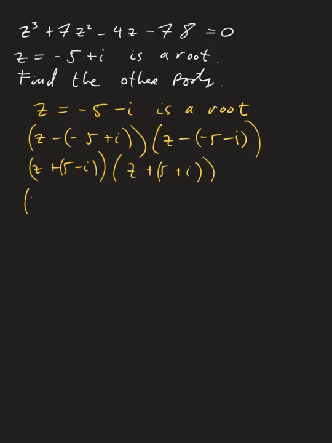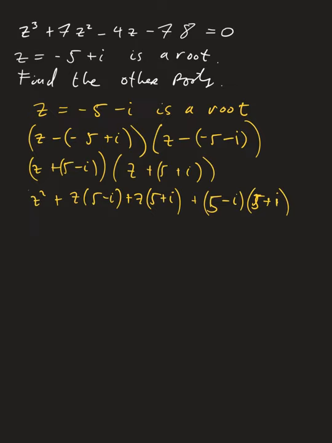So when I multiply it out, I get z squared. I get z times 5 minus i, and z times 5 plus i. And I also get 5 minus i times 5 plus i. I tidy that up, and I get z squared plus 10z. That thing on the right works out to be 5 squared plus 1 squared, which is 26. So that's one factor, or well, it's the product of two factors, but it's a factor.